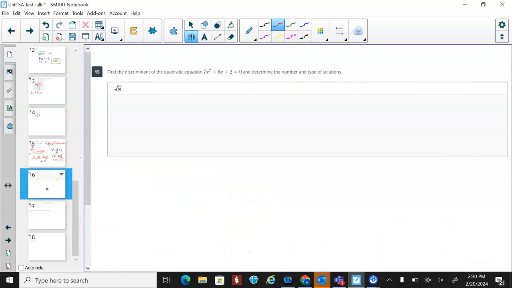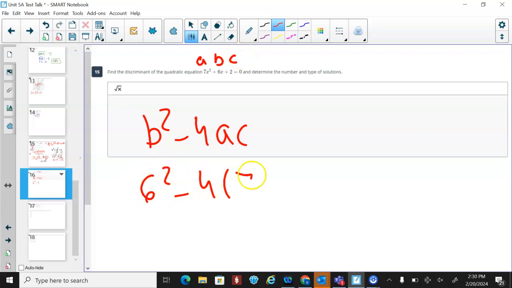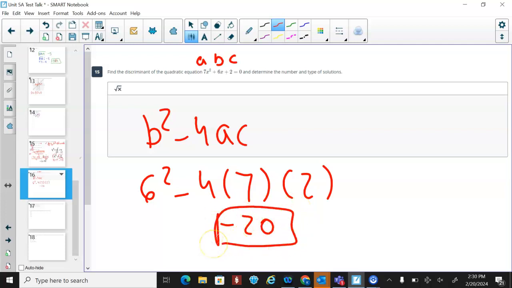All right, this is a discriminant. That's b squared minus 4 times a times c. You guys have a, b, c, okay? So that's 6 squared minus 4 times 7 times 2, all right? So that's going to be negative 20. So this is your discriminant. Now, what does this discriminant mean? It's asking you to determine the number and the type of solutions. Remember, the discriminant is what you put underneath the radical.